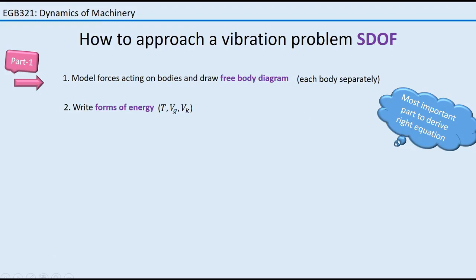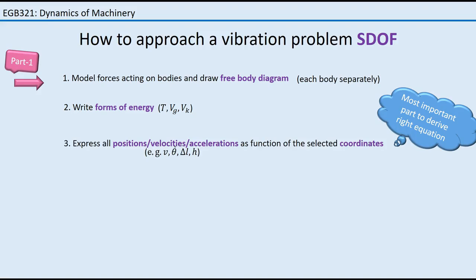In step 2 we need to write forms of energy equations for each component, and in step 3 we need to express all kinematic quantities as a function of selected coordinate. As first part of question asks to consider rotation of small pulley as theta, we need to express all kinematic quantities for this system as a function of theta. This part is very important to get right form of equation. To make the calculation easier, we'll do step 2 and 3 together for this system.